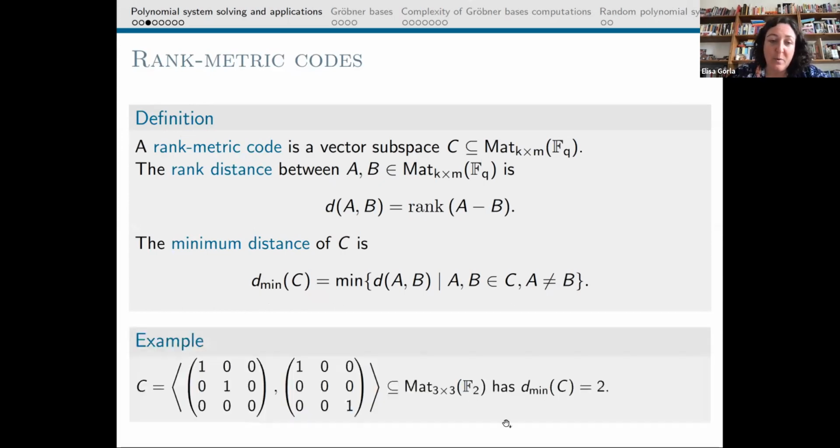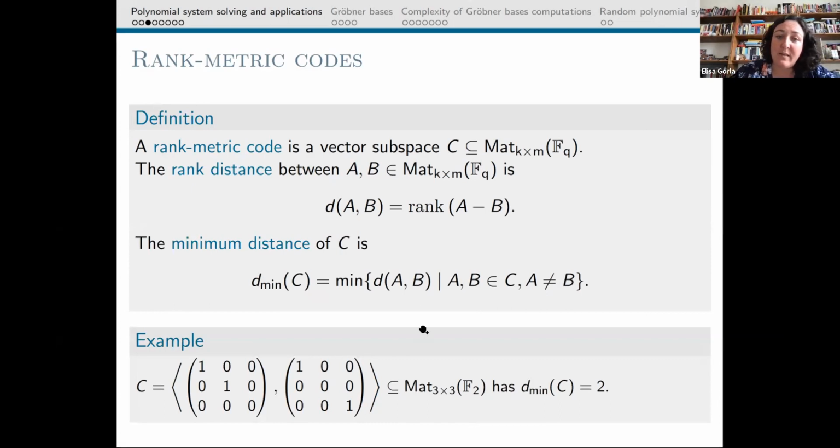And for example, just to make it concrete and so that it's clear for everybody. So here we have our code, which consists of the vector space generated by these two matrices. And of course, then you also have the zero matrix and you have their sum, which is the matrix that has 0, 1, 0 on the diagonal. And so all the non-zero matrices have rank 2, and so the minimum distance here is 2. And the minimum distance is important because the larger the minimum distance, the more errors you can correct.